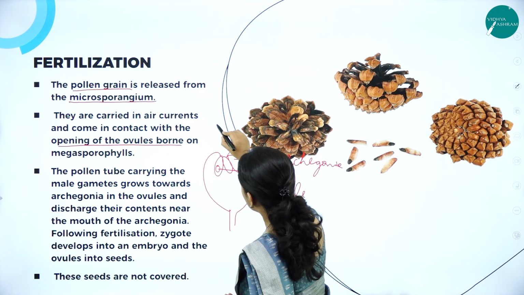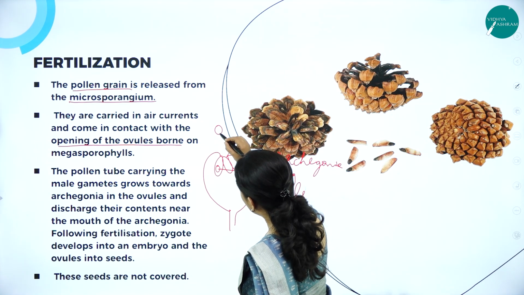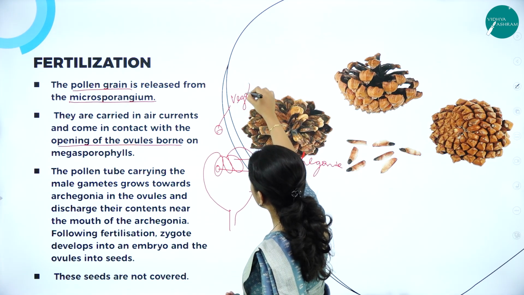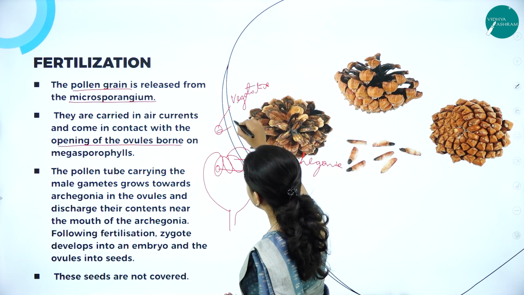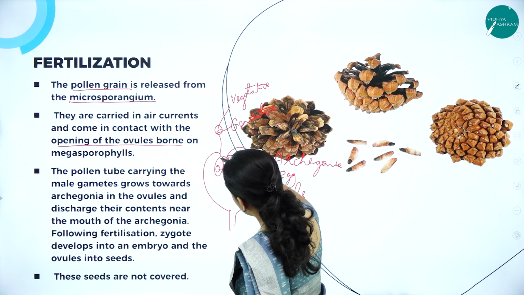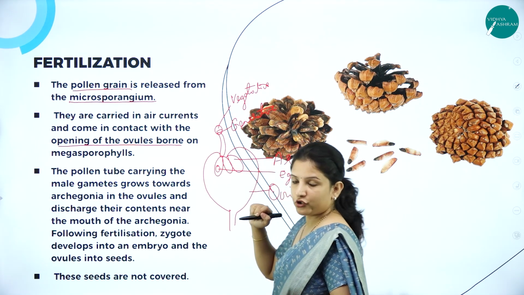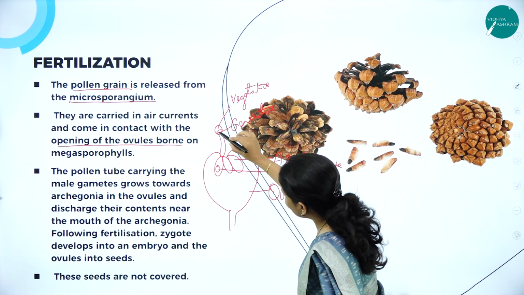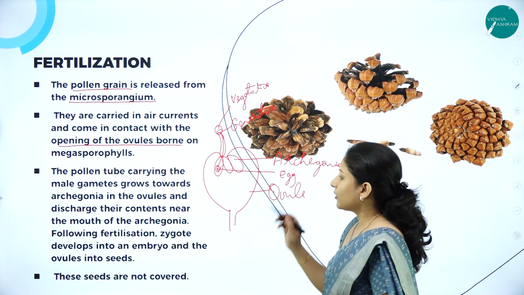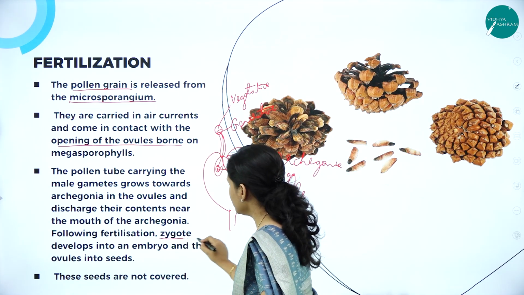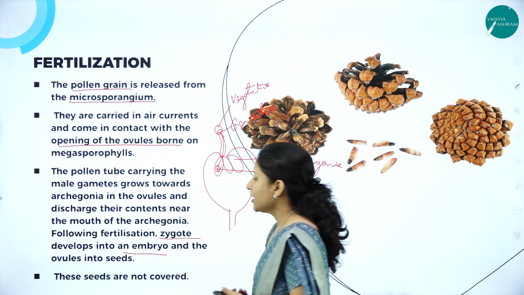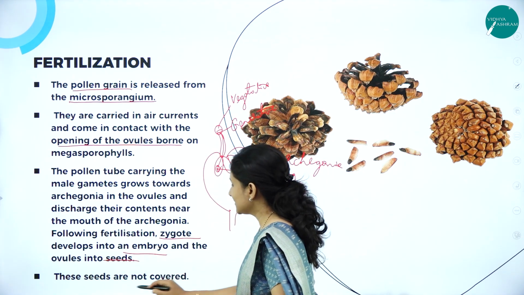In the pollen grain, we all know that the pollen grain has 2 cells: one is the vegetative cell, and the other one is the generative cell. This generative cell produces the male gamete. The pollen grain will germinate to produce the pollen tube. The male gamete will enter through the pollen tube and fuse with the egg. After fusing with the egg, what will happen? It will develop into a diploid zygote, and the zygote will develop into an embryo, and the embryo will form the seeds, and these seeds are not covered.